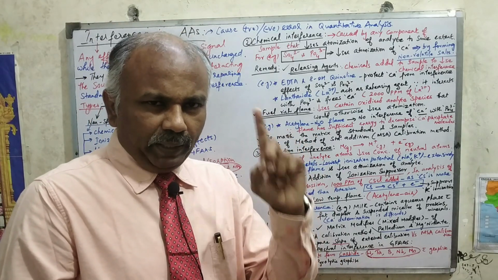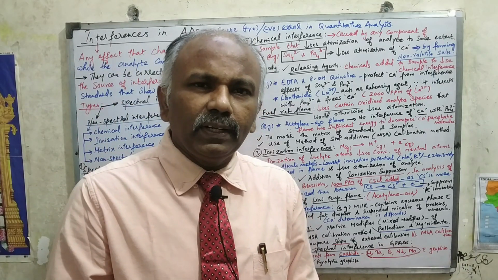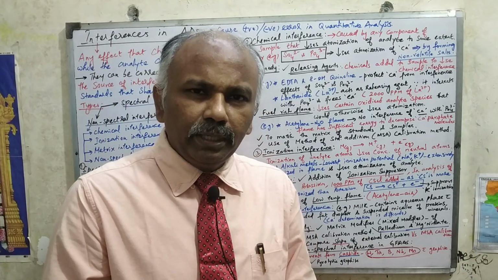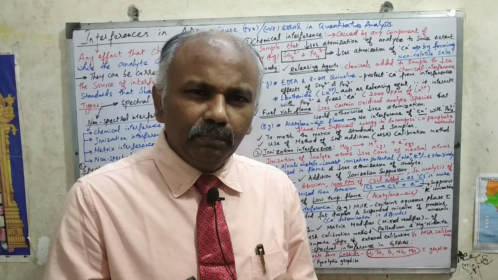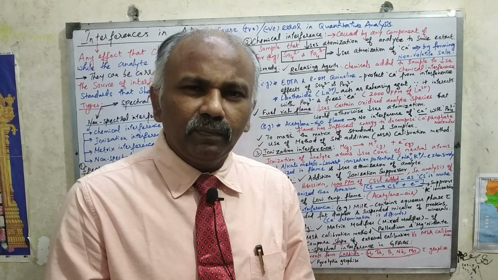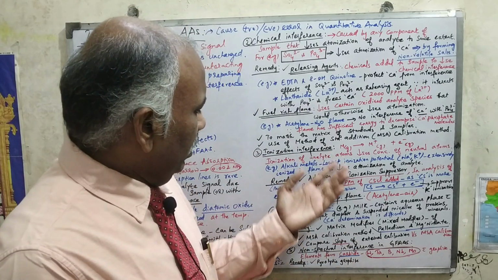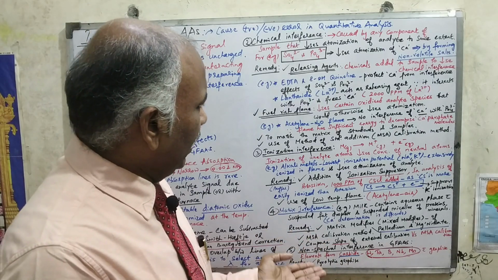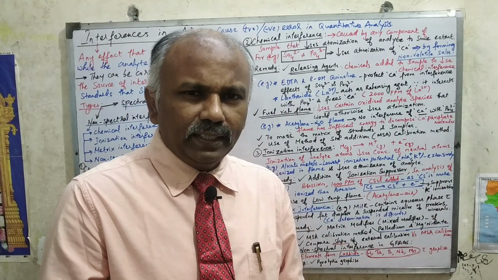One is the spectral interference, another one is the non-spectral interference. In case of non-spectral interference, there are different types. It may be chemical interference, ionization interference, matrix interference, and there is some special non-spectral interference taking place in the graphite furnace atomic absorption spectrometer. Not only these things, even other aspects are there, releasing agents and other things we have discussed. I hope you understand it in a clear manner.